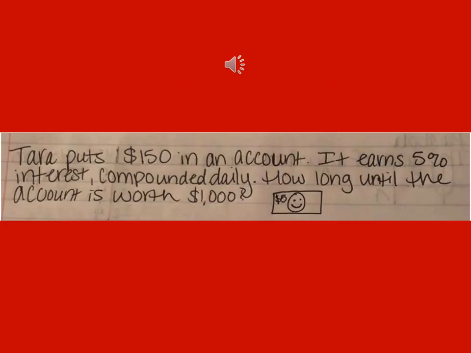Here's one more problem, and again I want you to try to write out the equation and then see what you get for an answer with it. It says Tara puts $150 in an account. It earns 5% interest compounded daily. How long until the account is worth $1,000? Why don't you pause the video and see what you can get working that out.